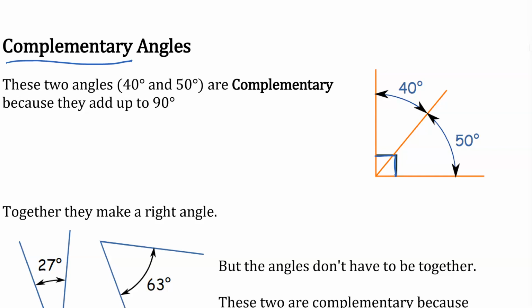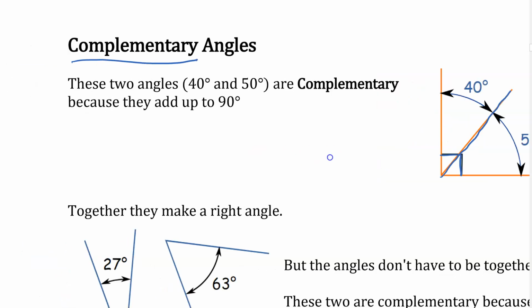So mathematically they add up to 90 degrees, but also if you put them beside each other so that they share that common arm in the middle, so that this arm is shared between those two angles, you can see that they literally make a corner like that.